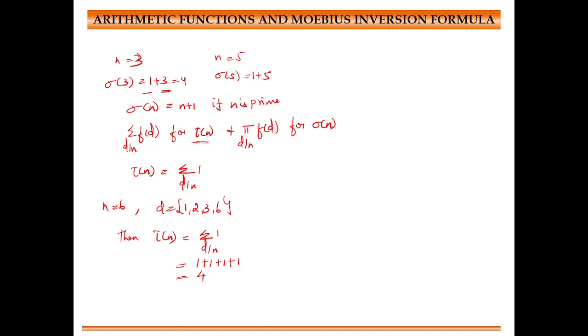Okay, so if we want to find sigma n, sigma of 6 is equal to summation d divides 6 of d.